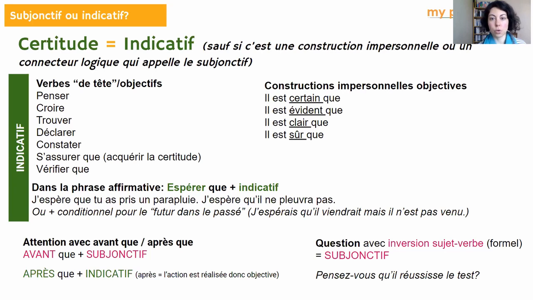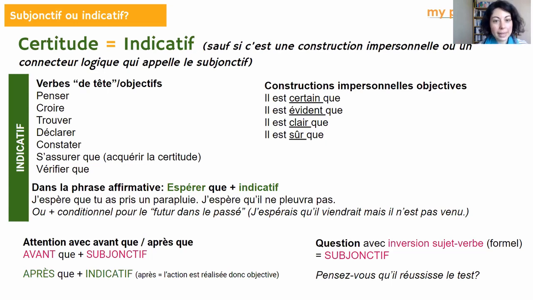And some structures like il est certain, it is sure. Il est évident que, it's obvious that. Il est clair que, it's very clear that. Il est sûr que, it's the same as it is certain that. So all of these are based on facts, evidence, and that leads us to certainty.